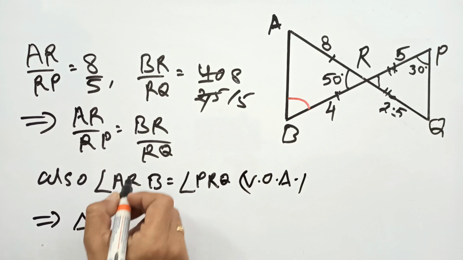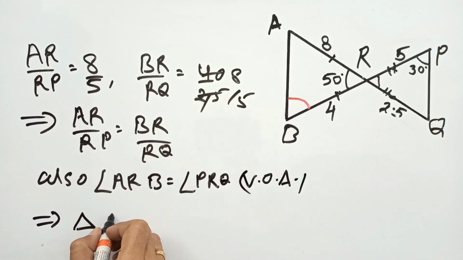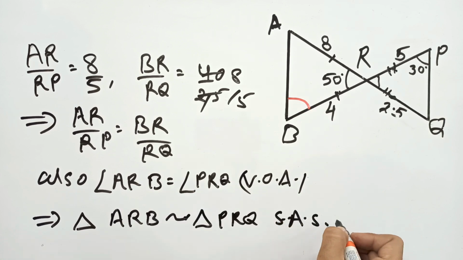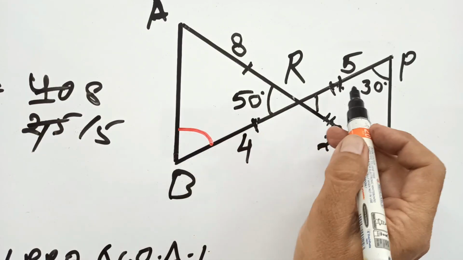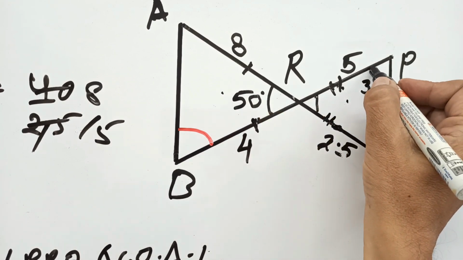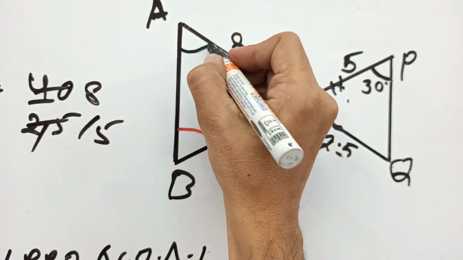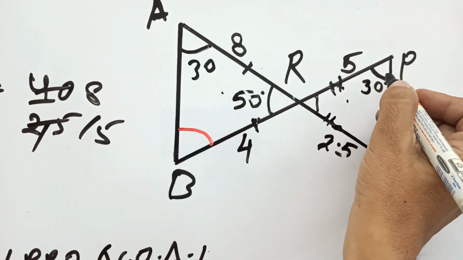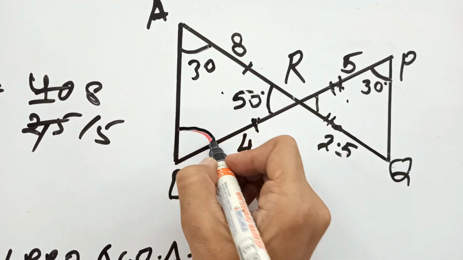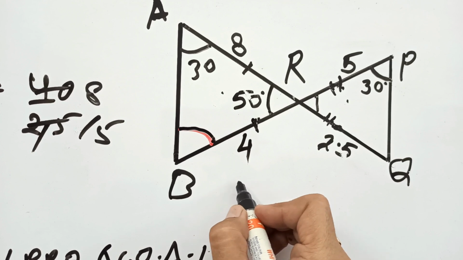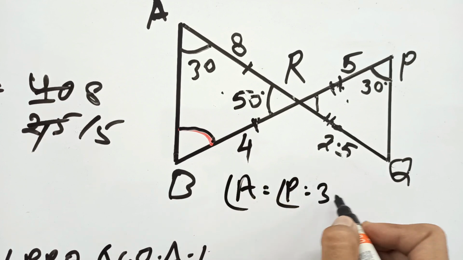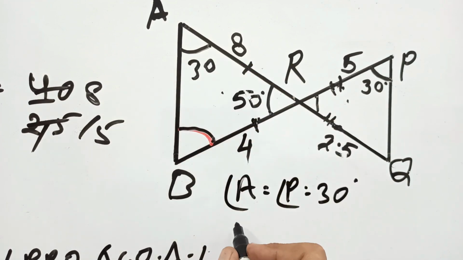Therefore, triangle ARB is similar to triangle PRQ by the side angle side similarity criterion. Now focus on the diagram, student. These triangles are similar, so these angles are equal. This is 30, this will also be 30 degrees. Equal parts of similar triangles. Now by angle sum property, this B will be, first let us write angle A equal to B equal to 30 degrees.